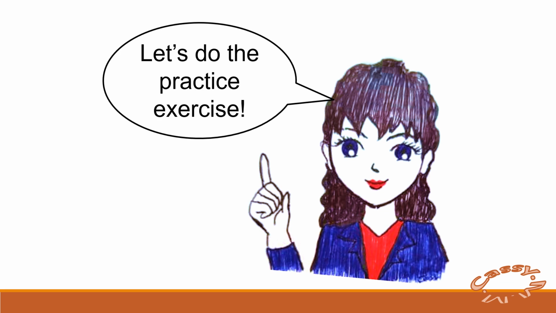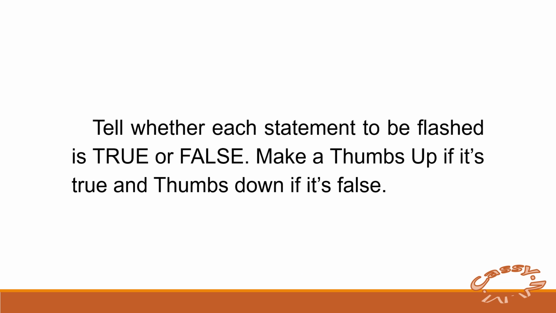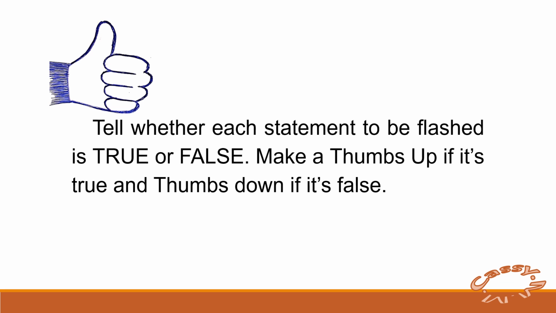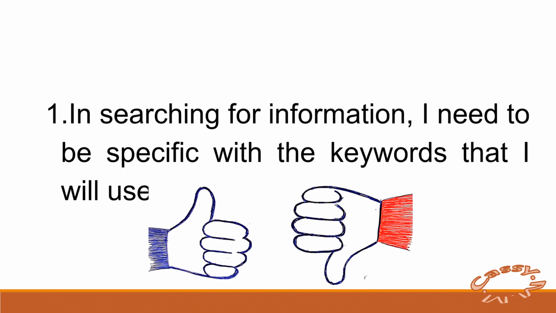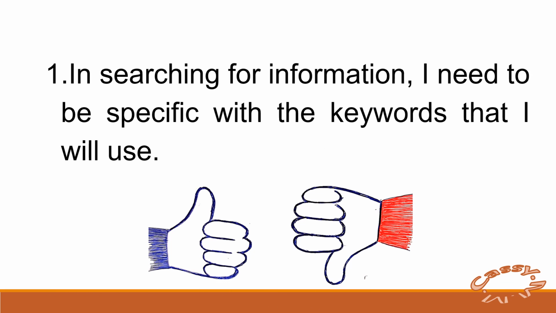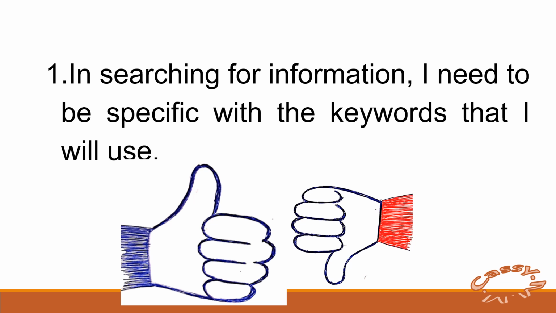After the discussion of what you need to know in having efficient, effective, and accurate internet search, let's do the practice exercise. Tell whether each statement to be flashed is true or false. Make a thumbs up if it's true and thumbs down if it is false. 1. In searching for information, I need to be specific with the keywords that I will use. Thumbs up. Correct.